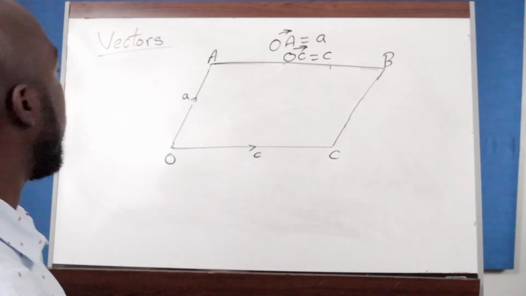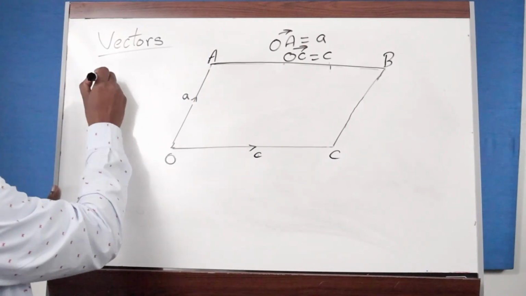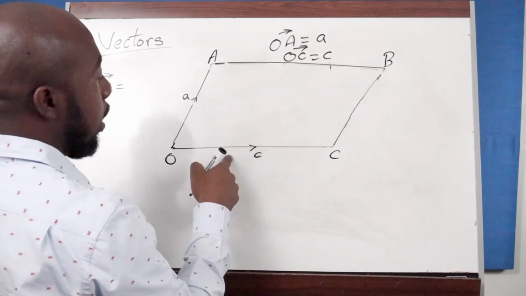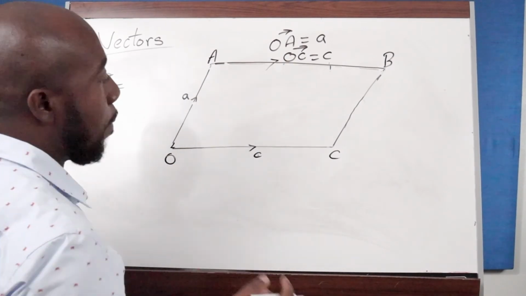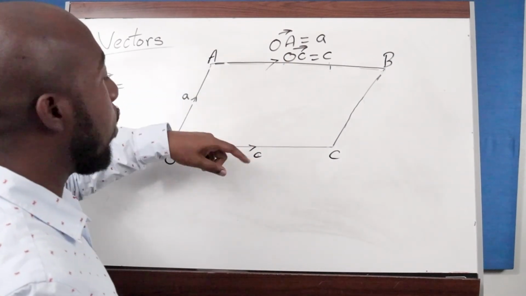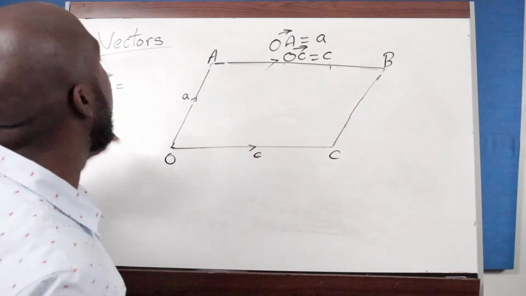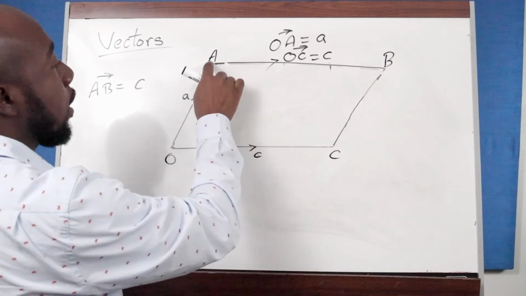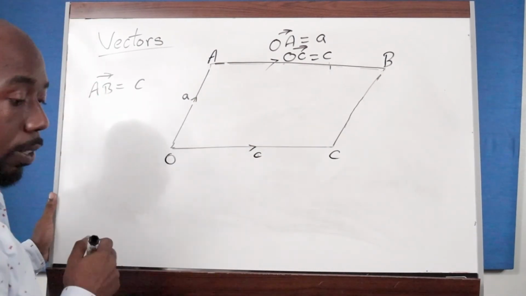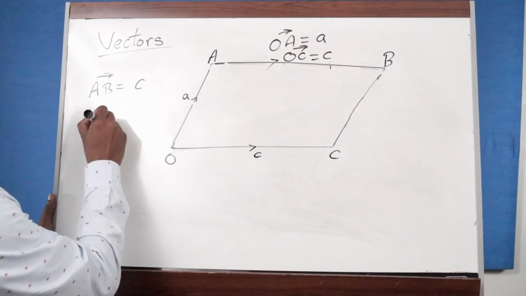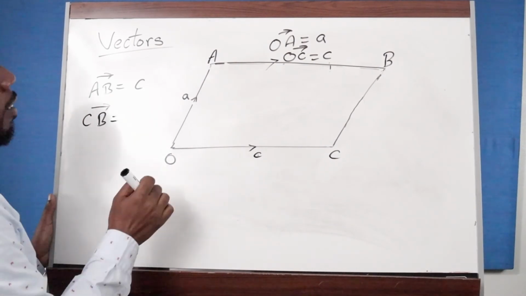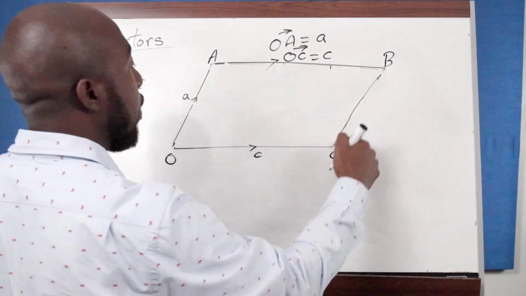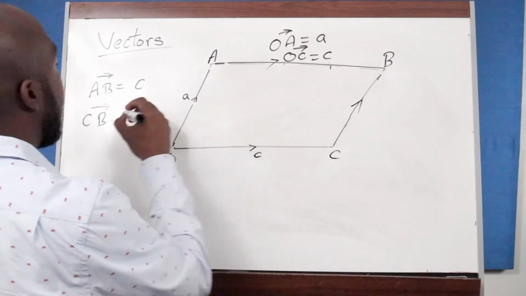So the first vector we want is AB. What is vector AB? That's very simple. You're going from A to B, the same direction here. And as I said, in a parallelogram opposite sides are equal. So if this is C here, this is C also. So the answer is just C, because it's the same as vector OC. The next one says, what is vector CB? Vector CB is the same thing as vector OA. So you go in the same direction, which is up, and the same, which is A.